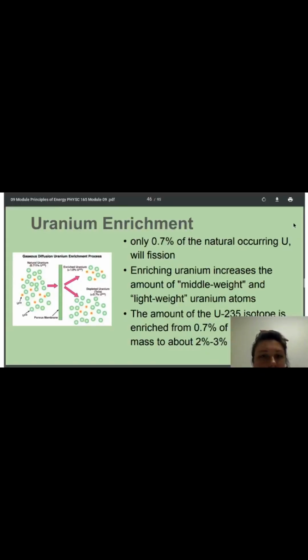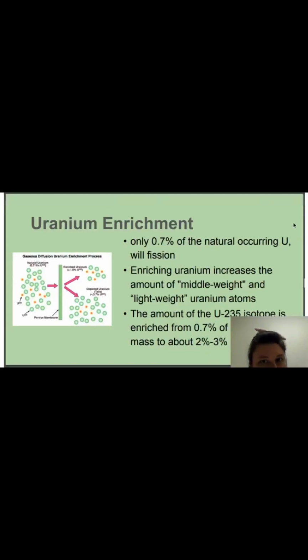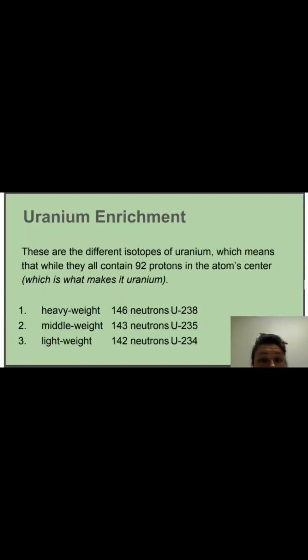All right, Module 9, Nuclear Energy, Part 5. So enrichment, we have 7 forms. We talked about how we're trying to enrich it from 0.7% up to 2 to 3%. And we have the different weights.